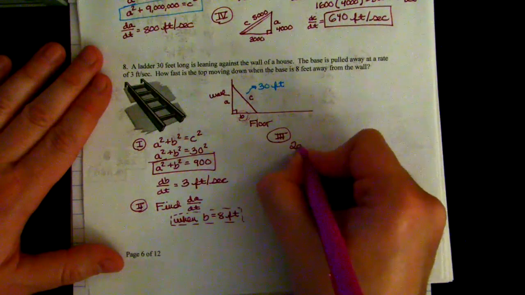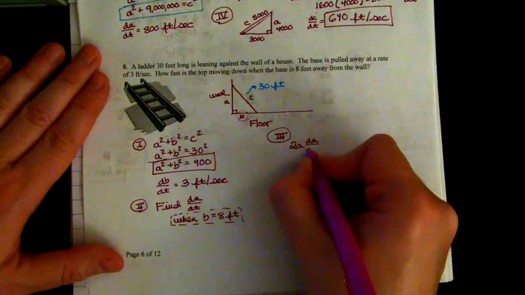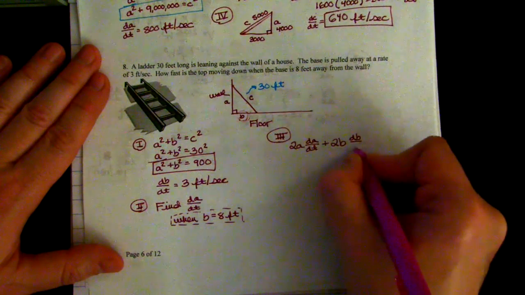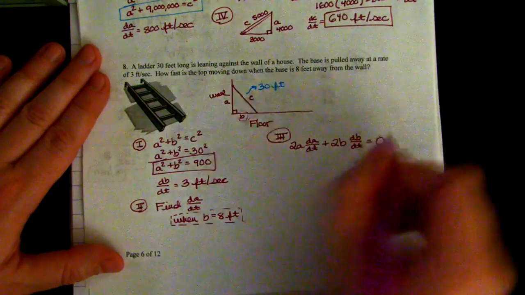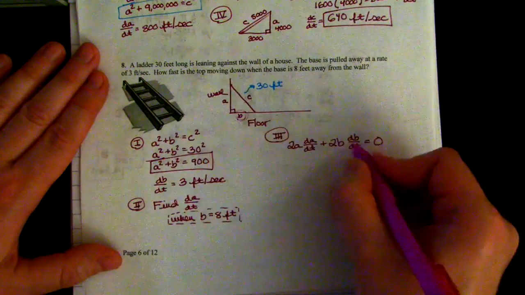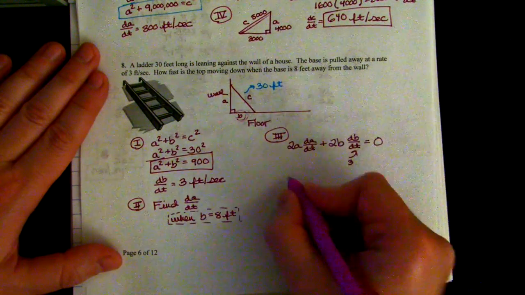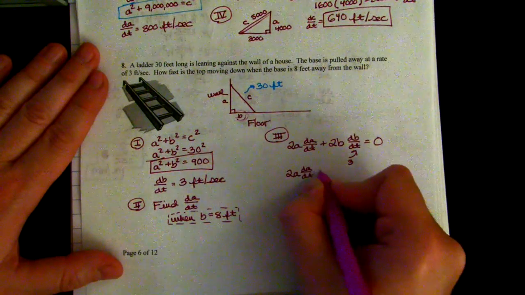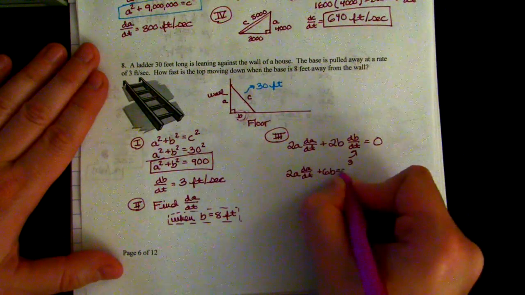Derivative of a squared, 2a dA dt. Derivative of b squared, 2b dB dt. Derivative of 900, 0. Filling things in, I know dB dt is always 3, so I can fill that in. And I can say that 2a dA dt plus 6b equals 0.